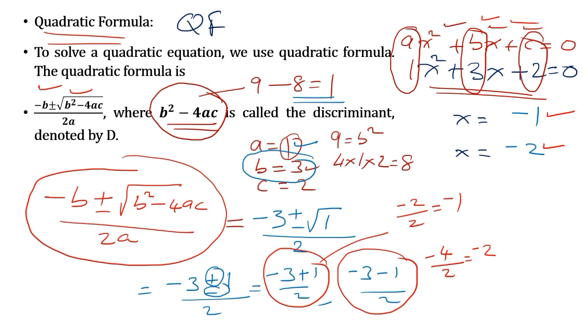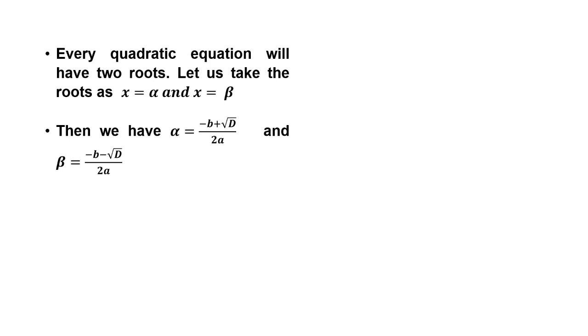So how to find the value of x using the quadratic formula is very, very clear. This formula we have to remember: minus b plus minus root b square minus 4ac by 2a. This b square minus 4ac is called the discriminant. I hope you understood this concept. Then let us go to how to find out the value.